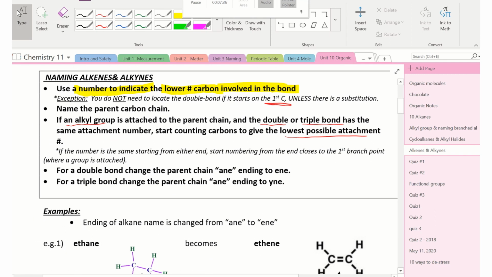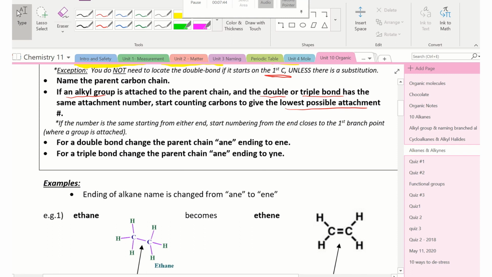Again, the priority is you're going to give the lowest number to the double bond and triple bond. And the last two rules are quite simple. Whenever there's a double bond, you're going to change the ending to ene. When there's a triple bond, you're going to change it to yne.